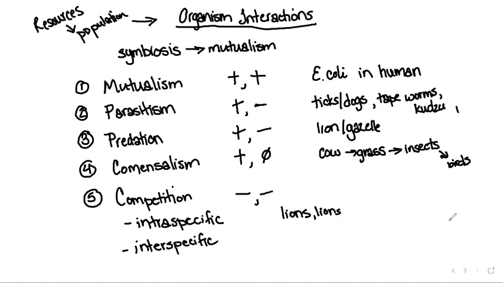Interspecific is between two separate species. So for example, this may be a lion and a cheetah trying to get access to the same food source. Okay. So these are your basic organism interactions that you're going to see and that you're going to deal with.